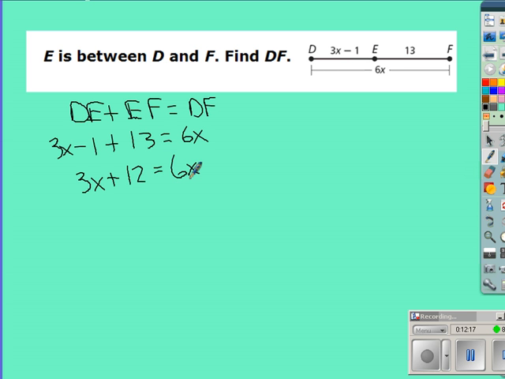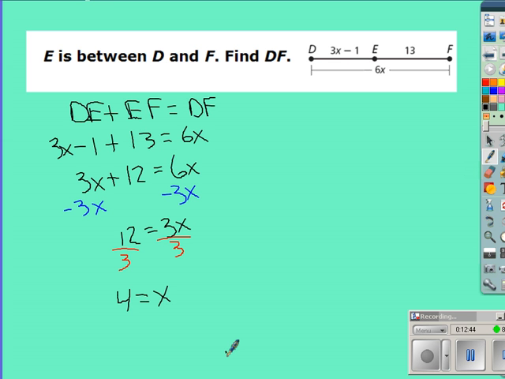I'm going to get all my x's onto one side. I'm going to subtract 3x from both sides. I'm left with 12 equals 3x. So I have to divide both sides by 3. Remember, we're always doing the inverse operation. 3 times x, so we're dividing by 3. I'm left with 4 equals x.